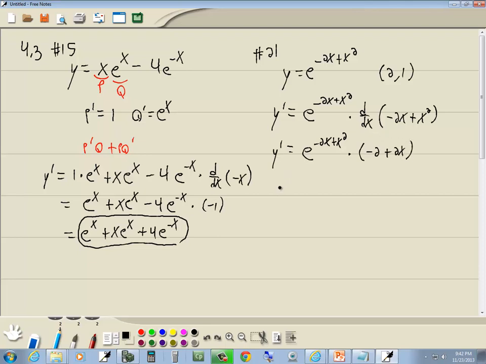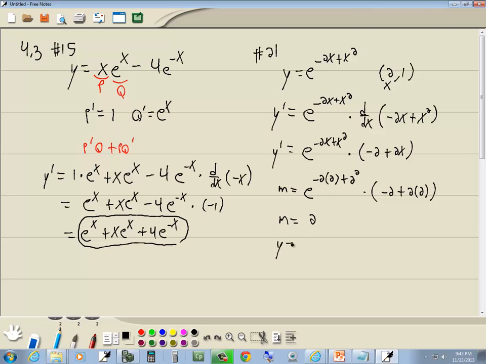Now that was step 1. Step 2, remember, is change our y prime to m, then plug in the x part of our point. So we'll plug in the 2 for the x. So we got e to the negative 2 times 2 plus 2 squared times negative 2 plus 2 times 2. Well, negative 2 times 2 is negative 4. 2 squared is 4, so that gives us e to the 0. And anything to the 0 power is 1, so that drops away. And 2 times 2 is 4, plus negative 2 gives us 2. So m is equal to 2.